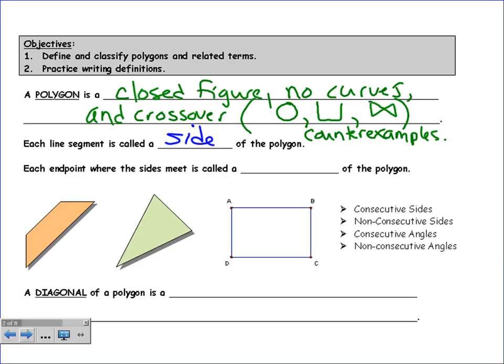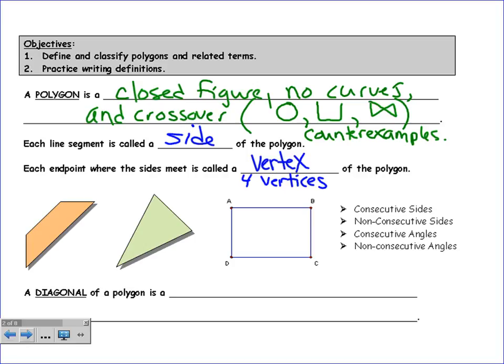Each endpoint where the sides meet is called a, this is tougher, supposed to be vertex. So you said vertex is one. If we have like four of them, they would be vertices. I'm going to write that down so you can see it. I'll spell it correctly today. V-E-R-T-I-C-E-S, vertices, just like so.